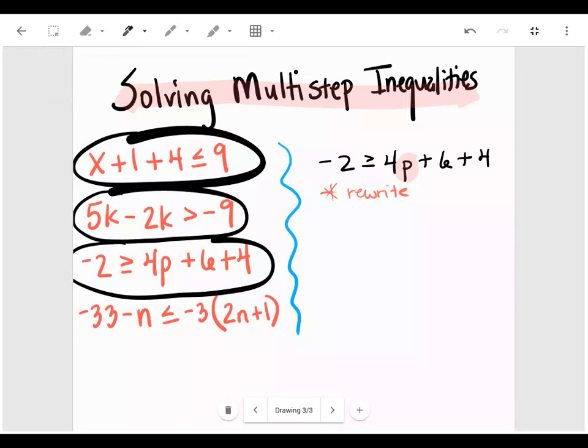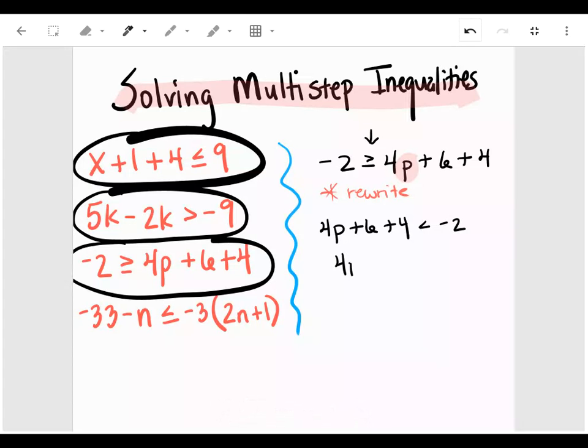So I'm going to rewrite it so that we have 4p first plus 6 plus 4. And if you notice, the inequality symbol here is pointing towards the 4p. So I'm going to make sure again that the point right there is pointing towards 4p plus 6 plus 4. And then on the other side, we now have negative 2. And then it's just a matter of trying to get the p alone.